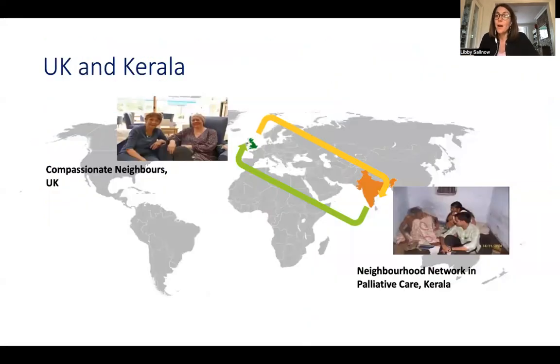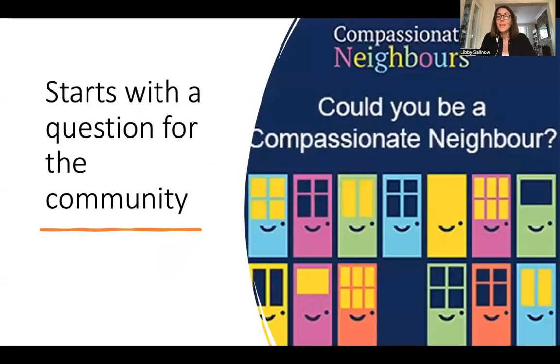So I wanted to know, having spent a long time working with this project in Kerala, what it would look like if I took the principles and tried to interpret it in an urban London context. So we started the project Compassionate Neighbours, which is the UK interpretation of the neighbourhood network in Kerala. So we followed a lot of the ideas and the model that they developed, which is starting with a question for the community: could you be a compassionate neighbour?